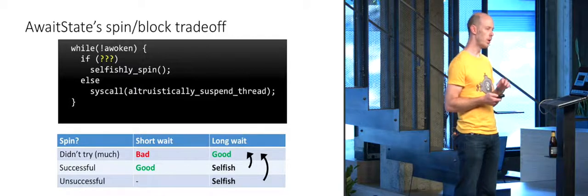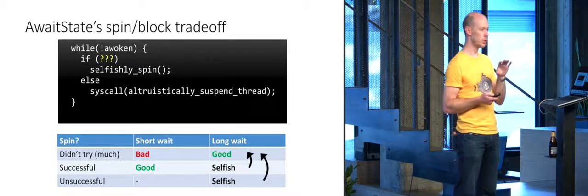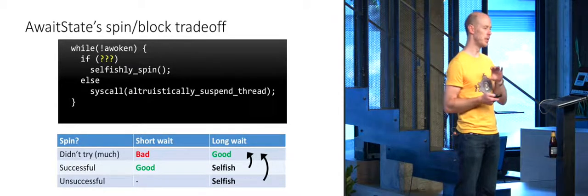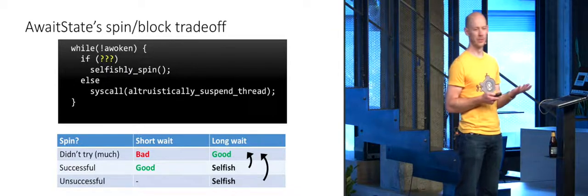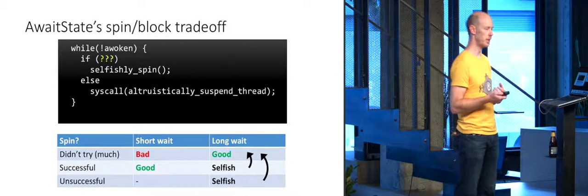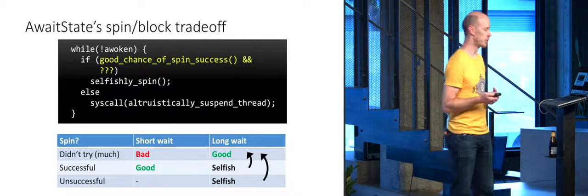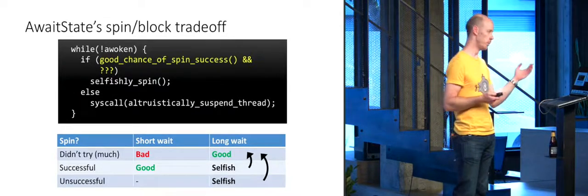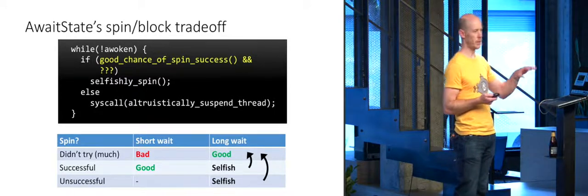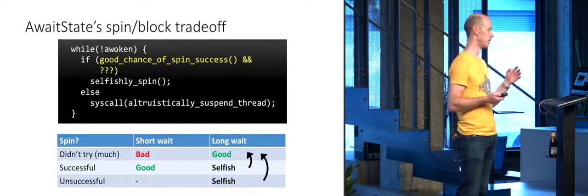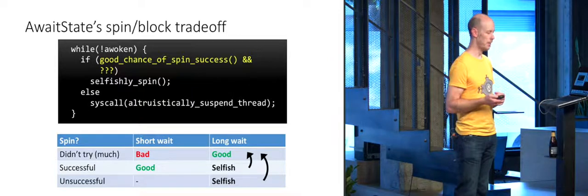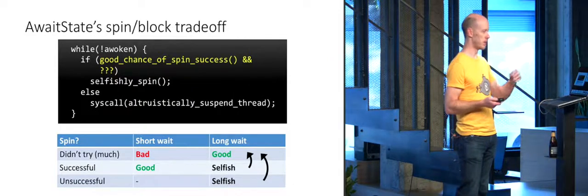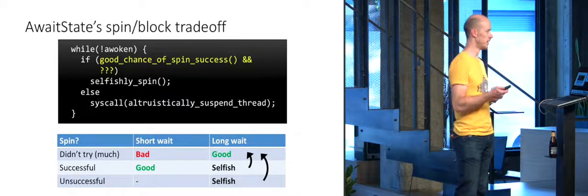In order to make this work well, all we really have to do is make sure that we move ourselves from the selfish to the good block if we're taking resources away from everybody else. So the first thing to do is to make sure that we only spin if there's actually a good chance of spin success. So we put some counters in that are exponentially weighted, tracking whether or not spinning actually was okay last time. Then every once in a while it tries to spin for a while just to measure the duration.